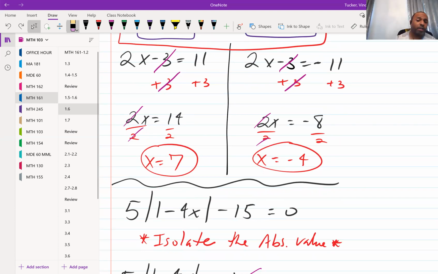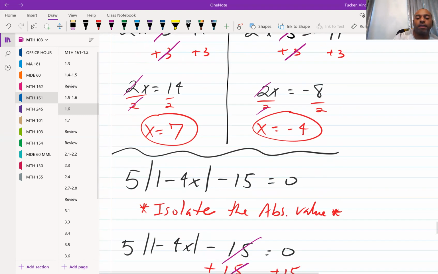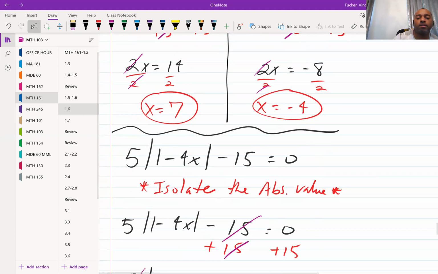Once you get the absolute value alone, and that's what the first step is here, you want to isolate the absolute value. So you don't do what we just did with that last one unless you have your absolute value on one side of the equation by itself. So we add 15 to both sides and then divide by 5.